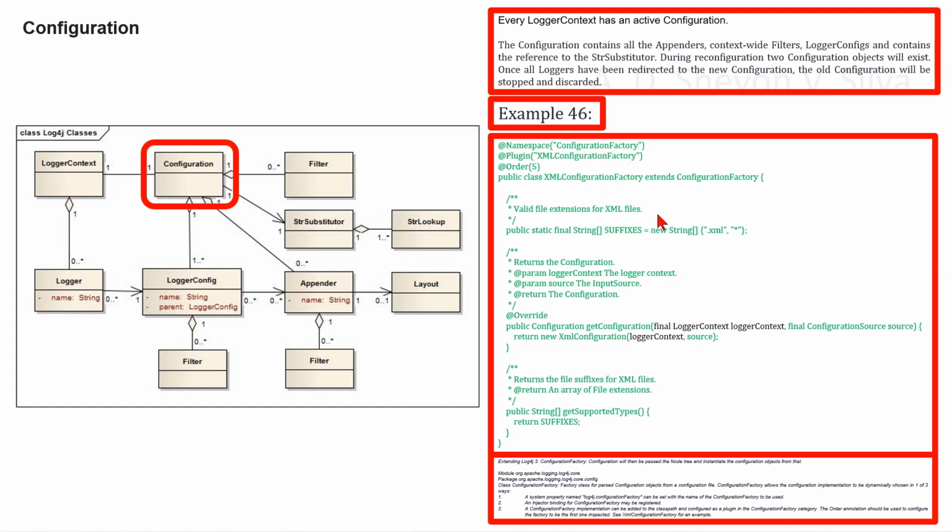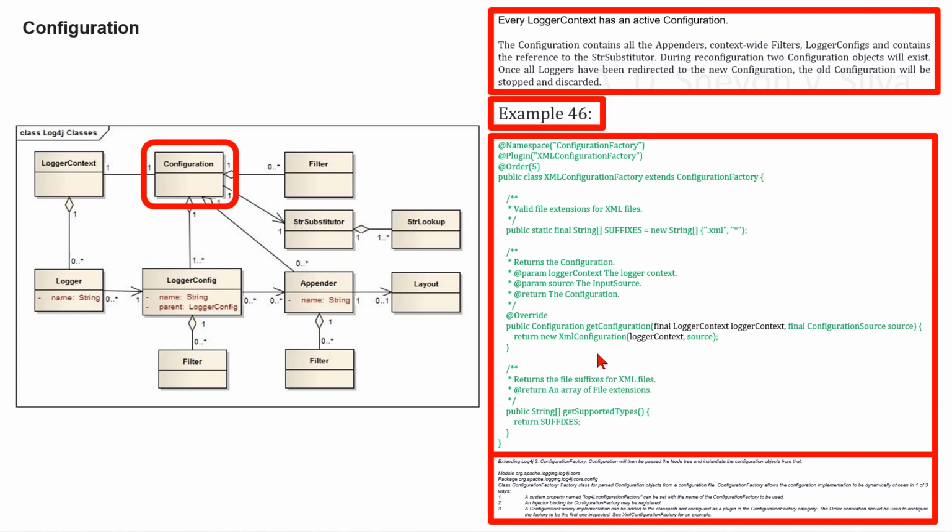All the configuration factories are then processed in order. Each factory is called on its getSupportedTypes method to determine the file extensions it supports. If a configuration file is located with one of the specified file extensions, then control is passed to that ConfigurationFactory to load the configuration and create the Configuration object.